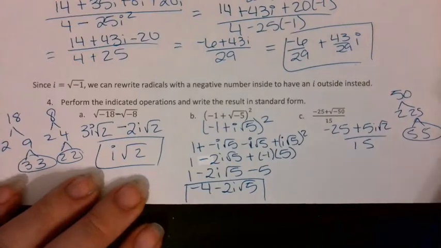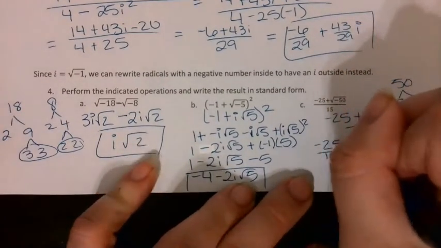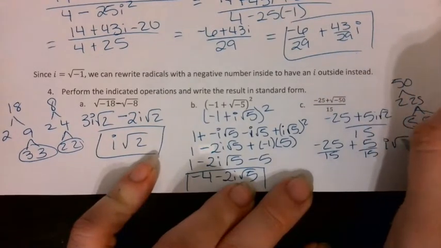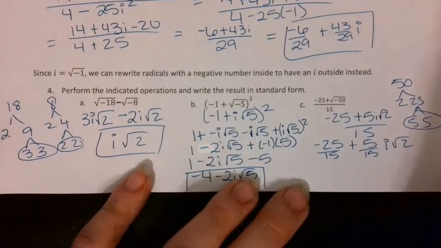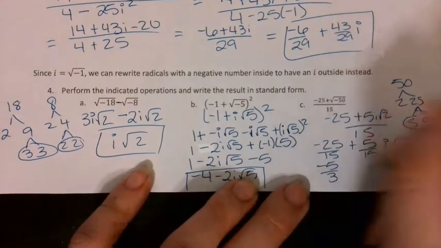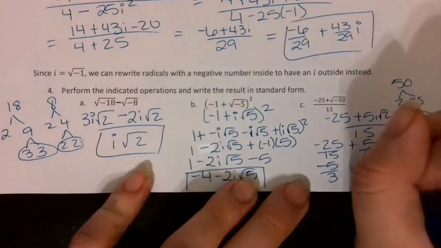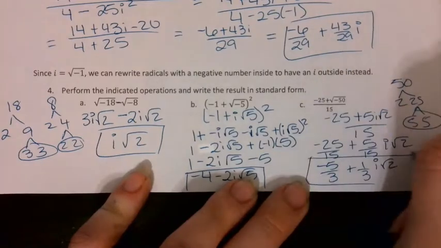I'm going to split this up into two fractions. I have negative 25 over 15 plus 5 over 15 i square root of 2. Then I can simplify my fractions. Negative 25 over 15 is negative 5/3. 5 over 15 is 1/3 i square root of 2.